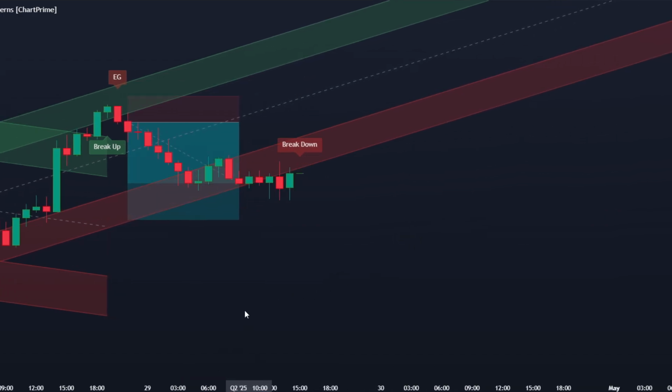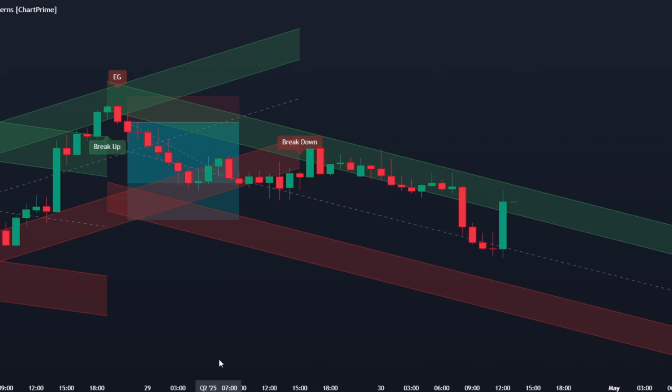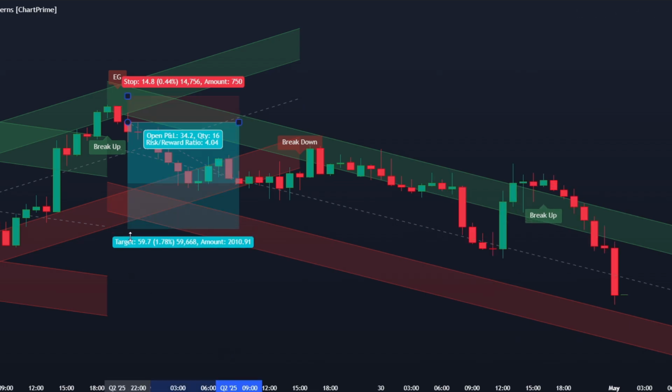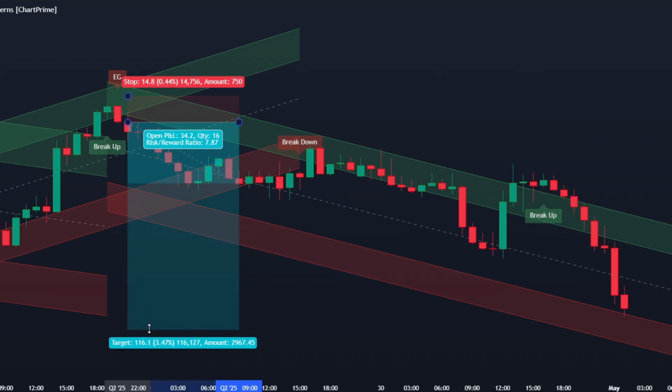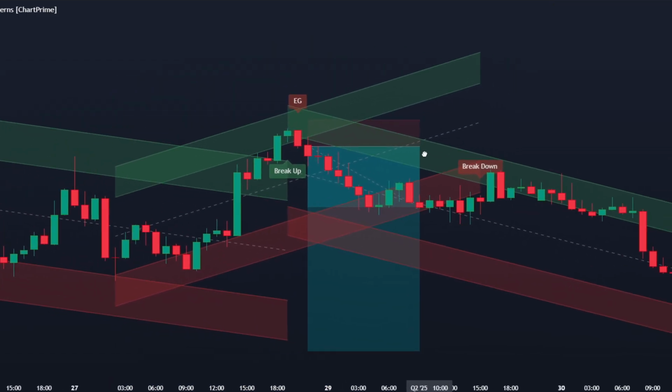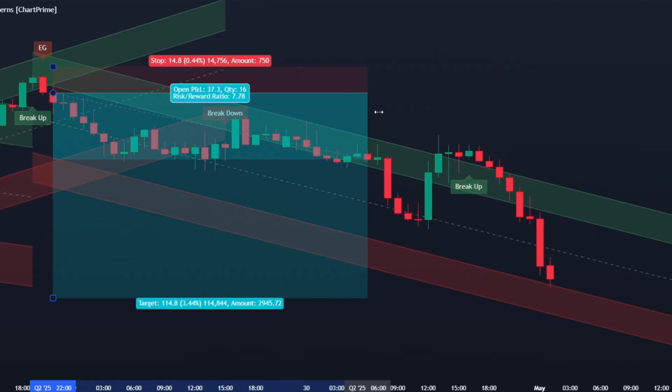False breakouts combined with bearish patterns near resistance zones often signal strong reversals. Look for volume or momentum divergence to add confidence to the trade.